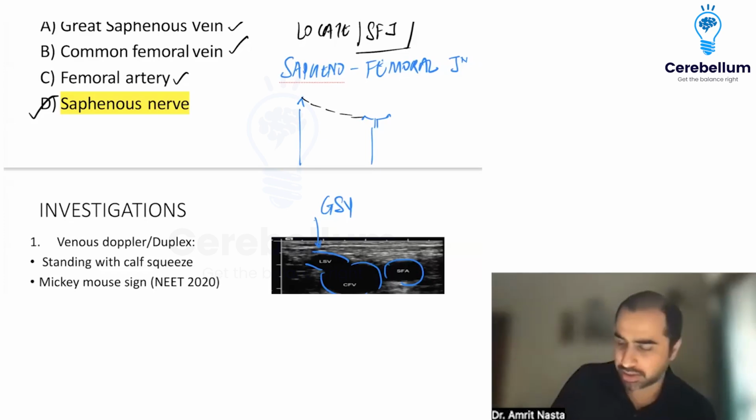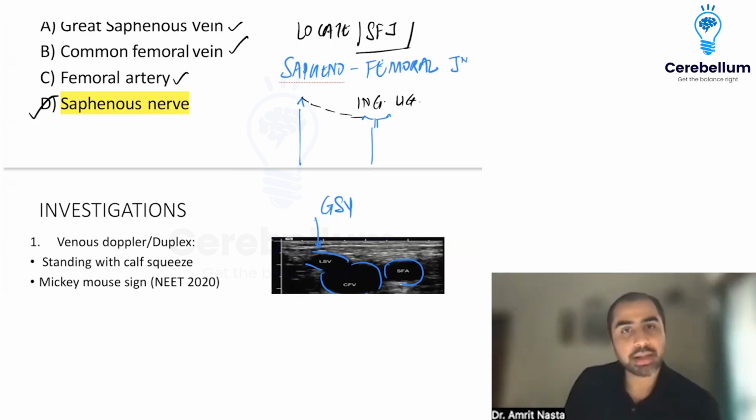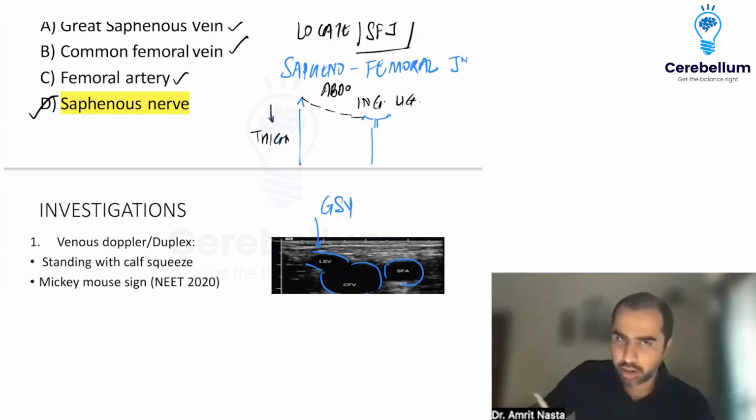What is this black thing that I have drawn? This is the inguinal ligament. The one I drew in black, that is the inguinal ligament. Below the inguinal ligament is my thigh. Everything above is abdomen. The inguinal ligament is the boundary. You can feel it. That skin crease that you see, that is your inguinal ligament.